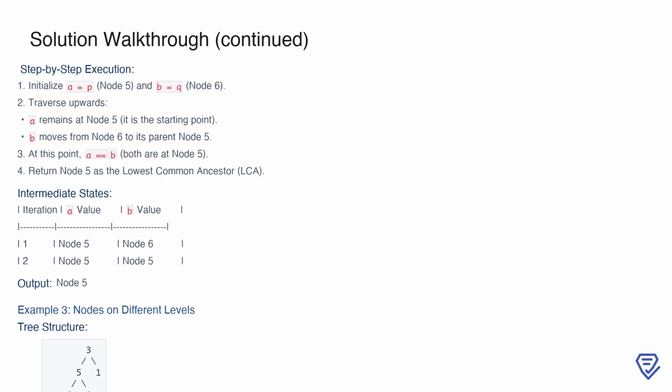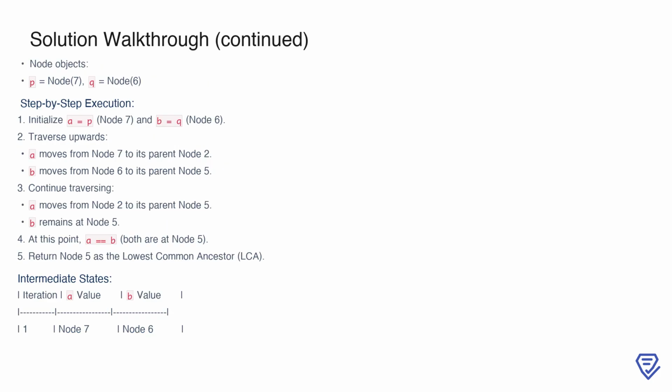Next, we'll examine a more complex example where the nodes are located at different levels of the tree. Here, the binary tree has an additional level of depth. Node 2, which is a child of node 5, has its own child, node 7. In this scenario, P is node 7, and Q is node 6. The algorithm starts by setting A to node 7 and B to node 6.